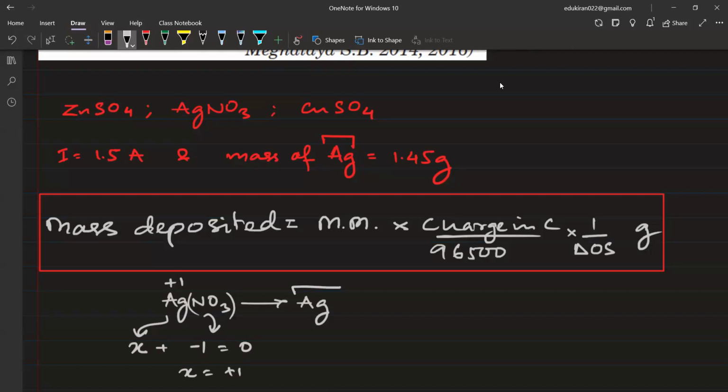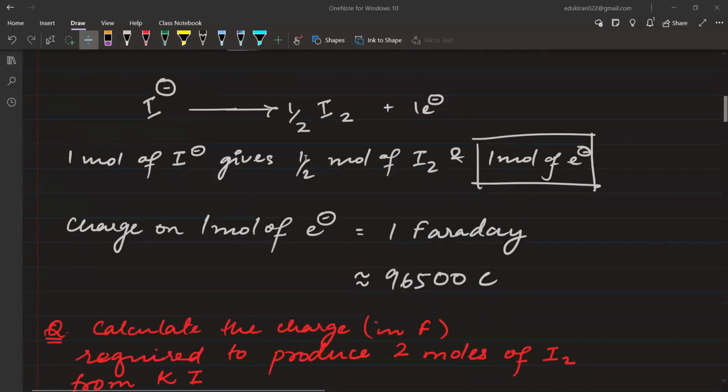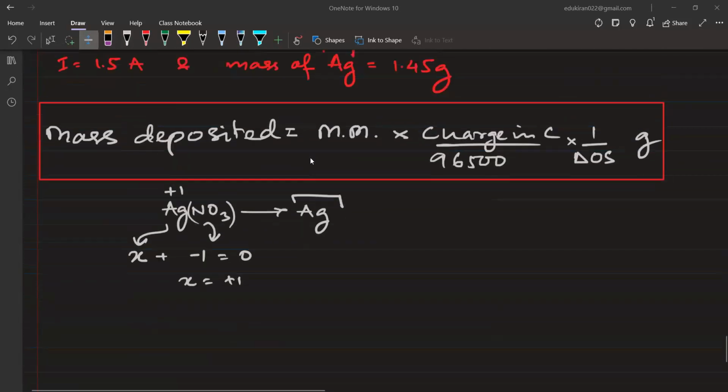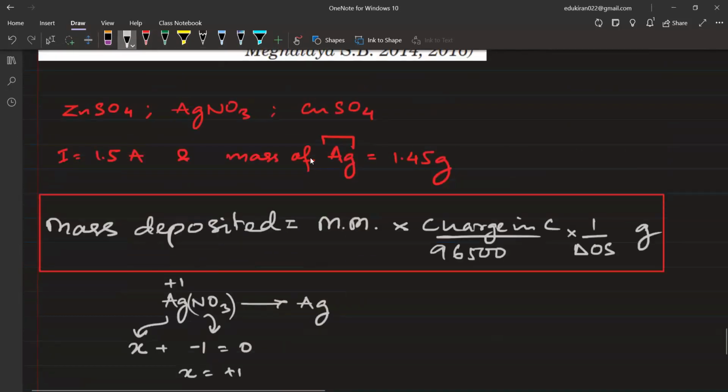What is the oxidation state of Ag in the product side? What is the oxidation state of silver in the products? जोर से बोलिए. 0. Very good. Yes, Madina, 0 correct. What is the change in oxidation state? Change in oxidation state will be equal to 1.